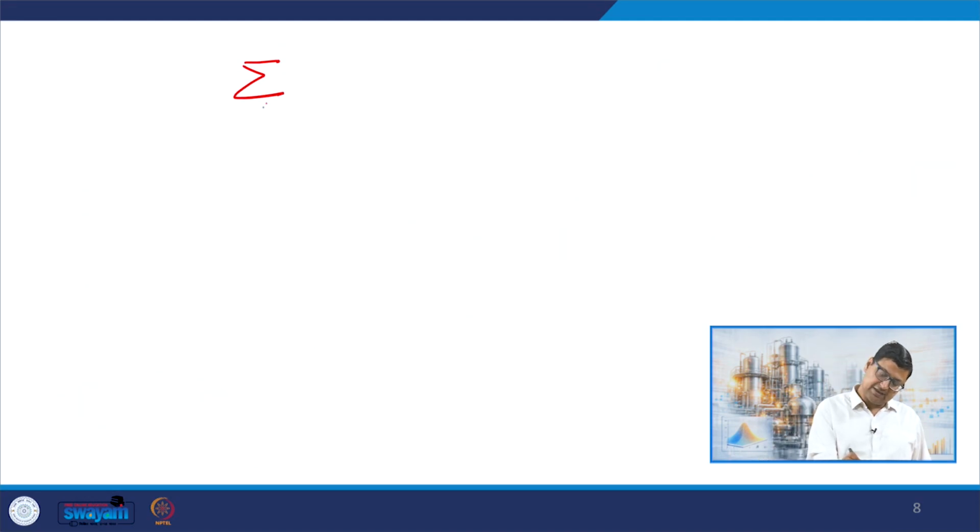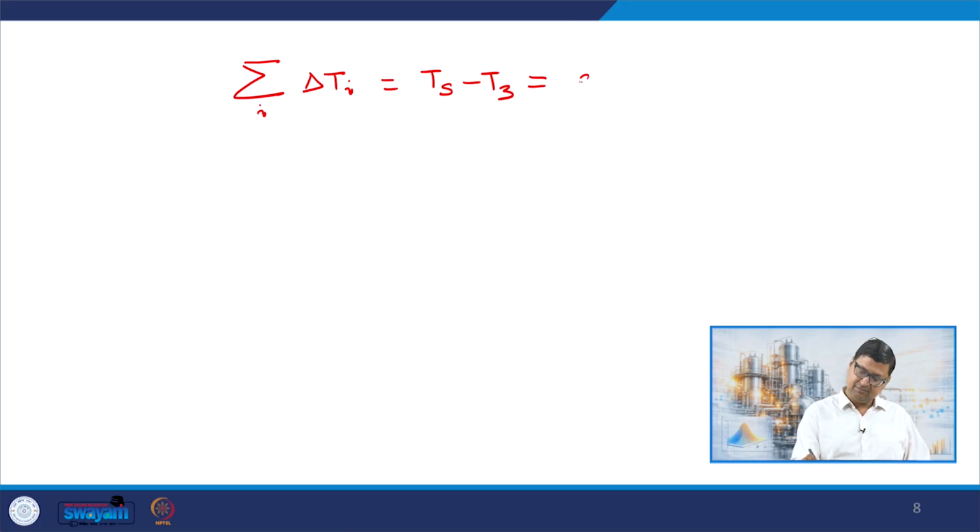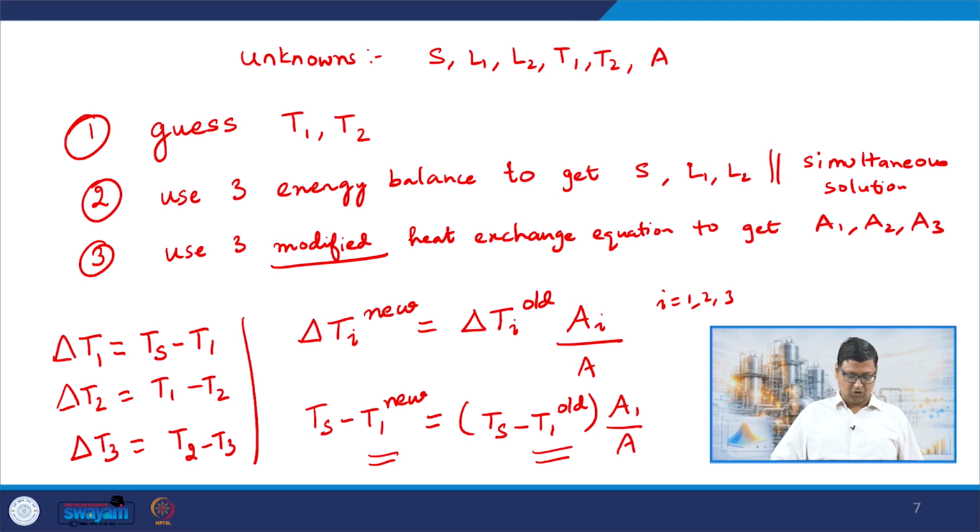is my sum over i of delta Ti, that is my Ts minus T3, and that is anyway given, right? And no matter what guess I am doing, I am anyway satisfying that. Whatever T1 and T2 I choose, if I sum over these delta Ts, we will have the cancellation of T1 and T2 and we will still get Ts minus T3, right? So, we will use this fact.